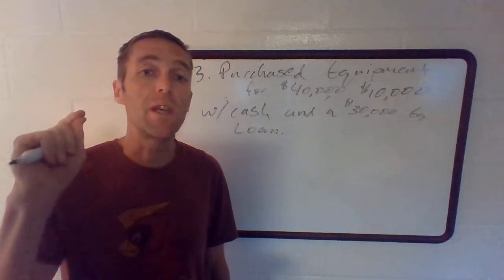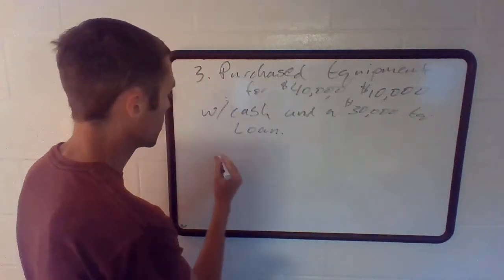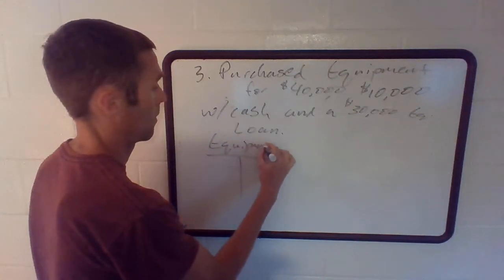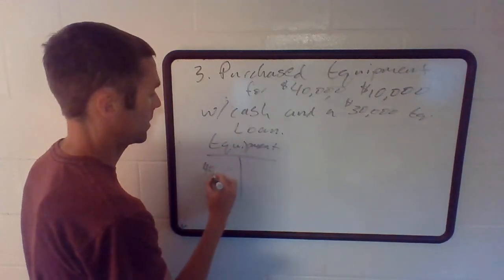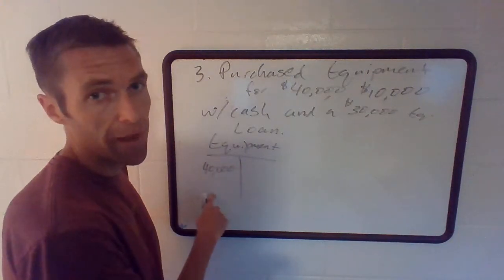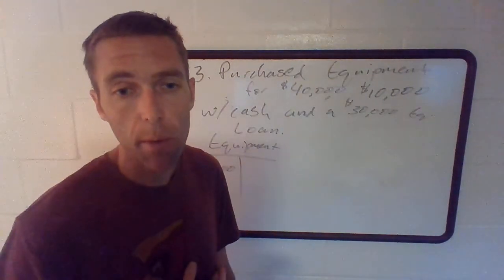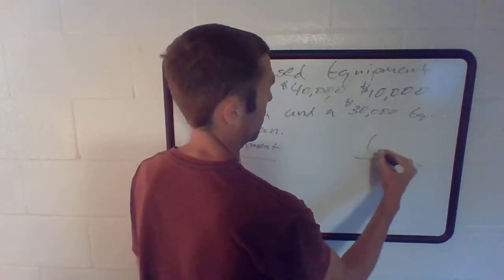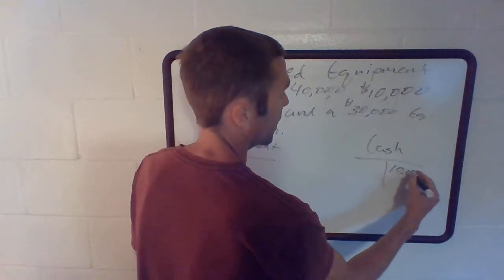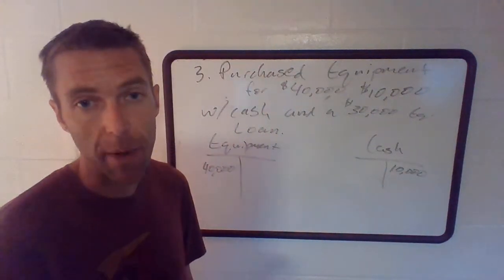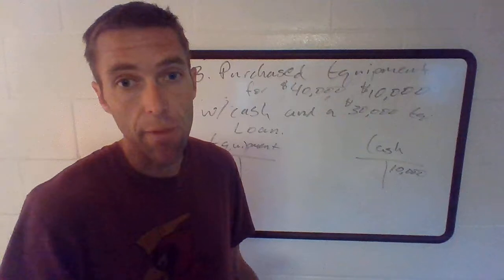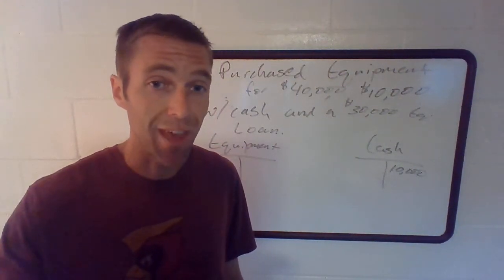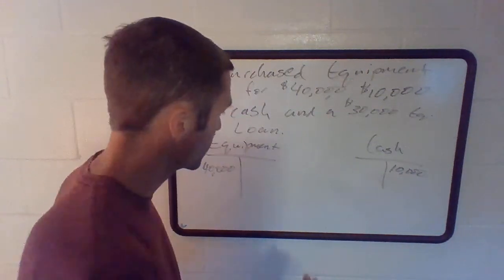So let's think about what we know for sure. Well, we know for sure that equipment is going to increase by $40,000, just like it did before when we bought the equipment with cash. We also know that our cash balance is going to go down by $10,000. We paid 10 grand. But we also utilized a $30,000 loan to pay for the rest.